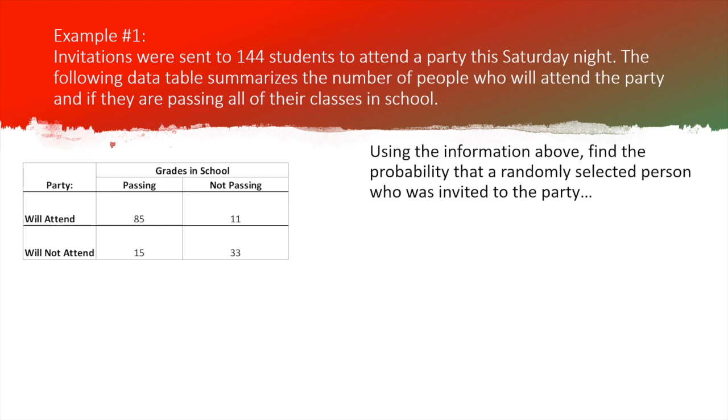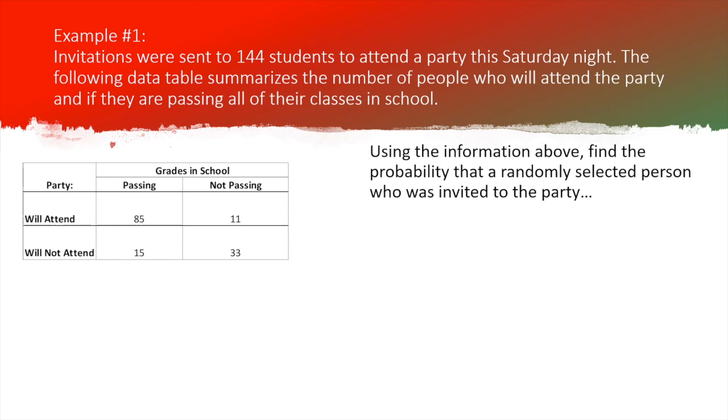Example number 1. We have a two-way table that is giving us information along with a prompt here. So always read the prompt. Don't skip over that. I know students like to skip over the words. So let's read that. Invitations were sent to 144 students to attend a party this Saturday night. The following data table summarizes the number of people who will attend the party and if they're passing all of their classes in school. So this goes back to the whole conditional situation, right?